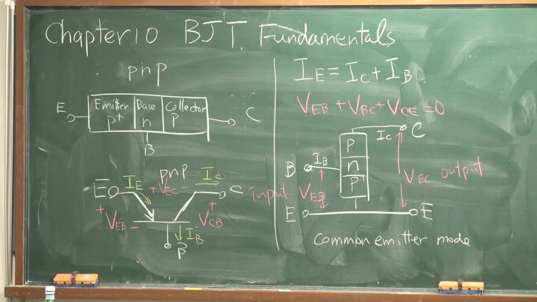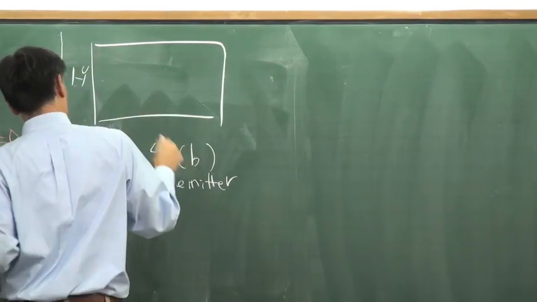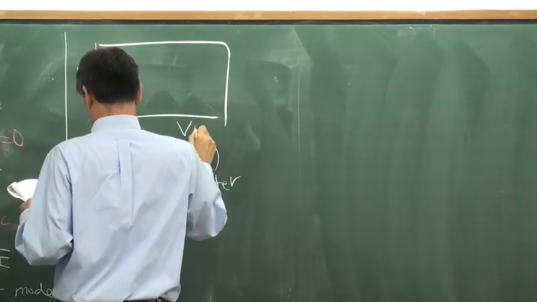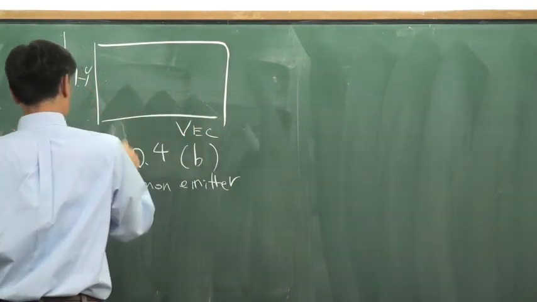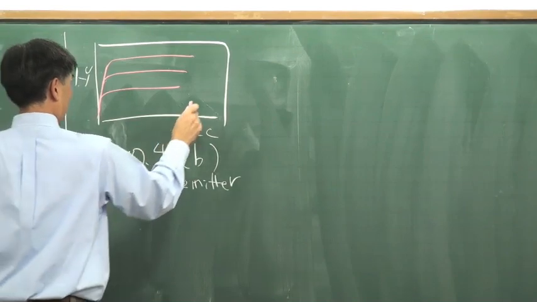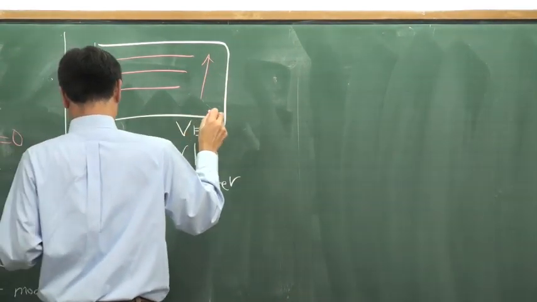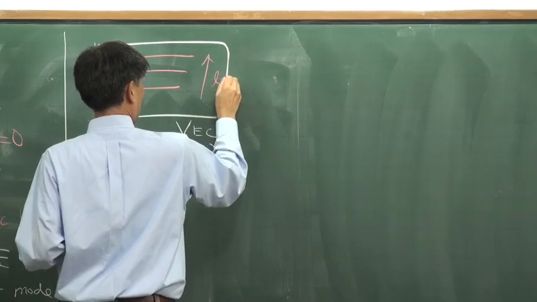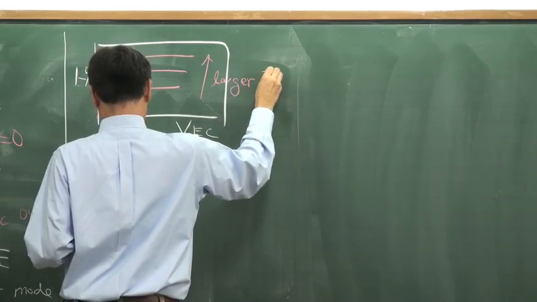And you can see in text figure 10.4 B for common emitter, that if you plot I sub C versus V EC, what you get is the following. For larger IB.